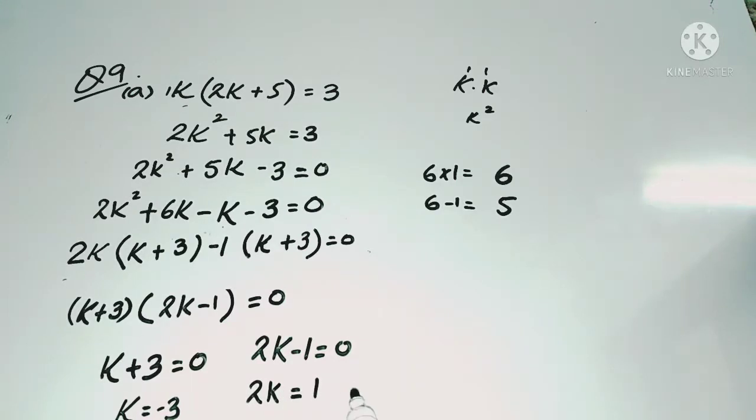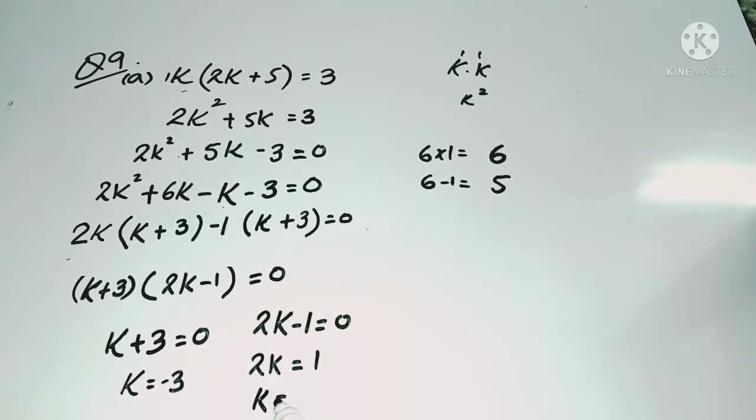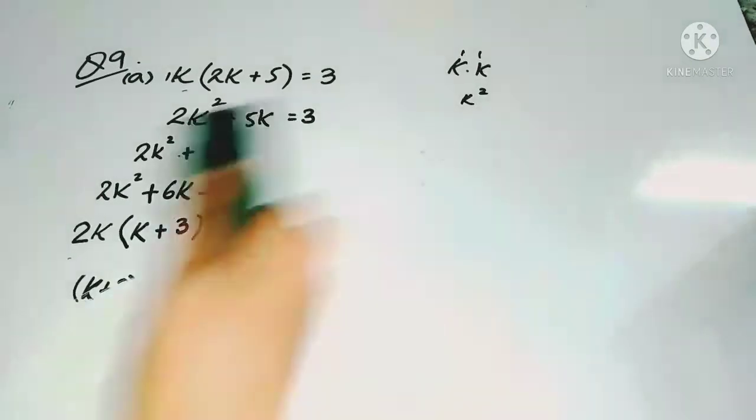And 2 is multiplying with k, and it will go to that side. It will be divided by 1. So it will become k is equal to 1 over 2. So students, your answers are k is equal to minus 3 and 1 by 2. So this is your answer. I hope that part is clear to you. Now let's move forward to part B.